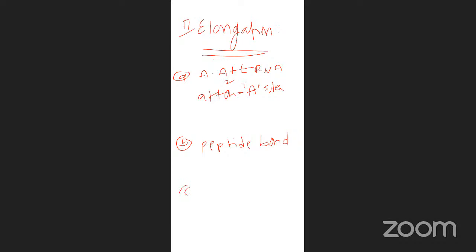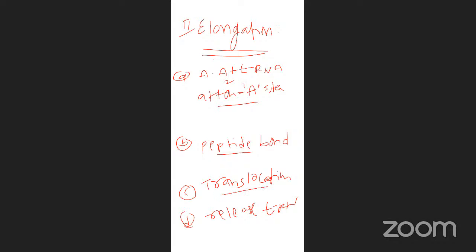Third one, translocation. Release. So first is completed, site attachment 2, and second is also complete. I will tell you how the bond forms between the first amino acid and the second amino acid. So remember, here is one peptide bond formation between the first and second amino acid.